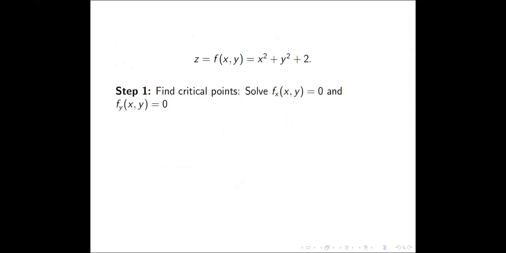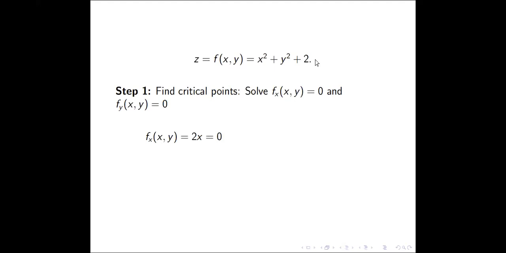So we have here the function, and step 1, we get the critical points. Again, the critical points are where the partial derivatives with respect to x and y are both 0. So we get the partial derivative with respect to x. And if you look, it will just be 2x. And the derivatives of the last 2 terms will be 0 with respect to x. And we equate that to 0.